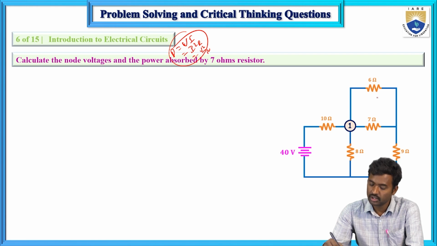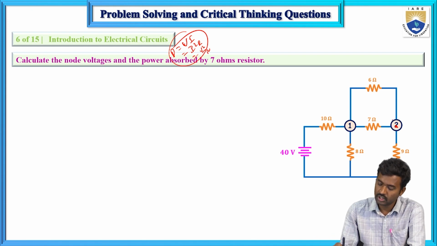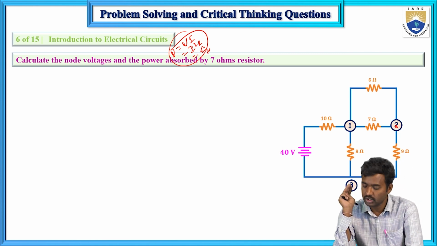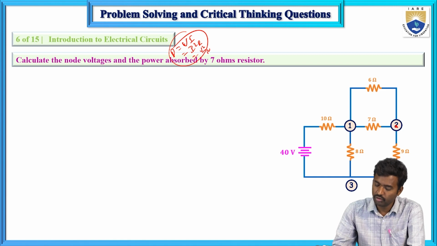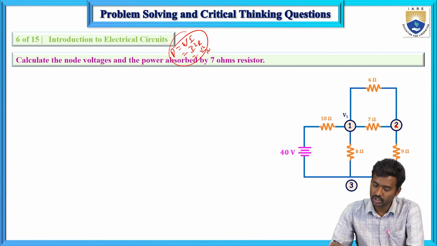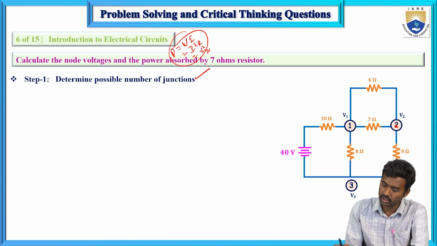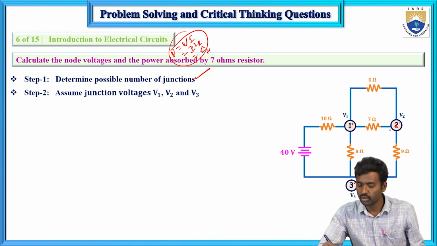Now the second junction is this one. These 3 elements, 6, 7 and 9, are connected to this point. This is junction 2. And the 40 volts source and this one are connected to this point, so this is junction 3. So now we have 3 junctions. The second step is to assign the junction voltages. The first junction voltage is V1, the second is V2, and the third is V3. So step 1 is to determine the possible number of junctions, and step 2 is to assume the junction voltages V1, V2 and V3.